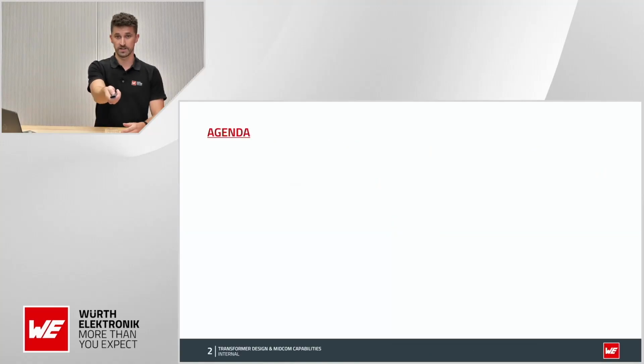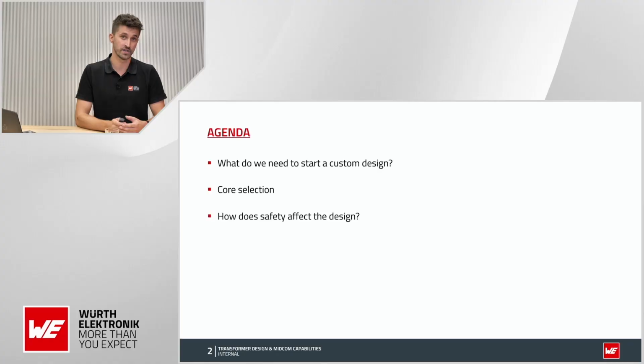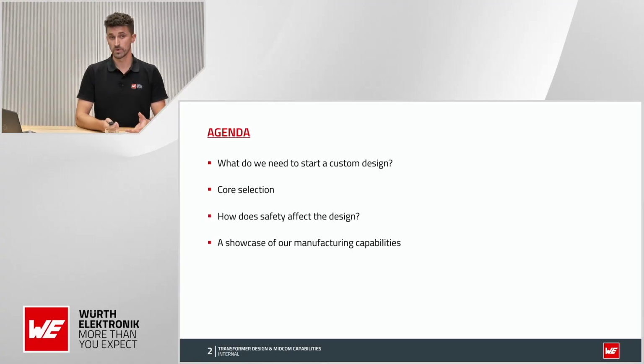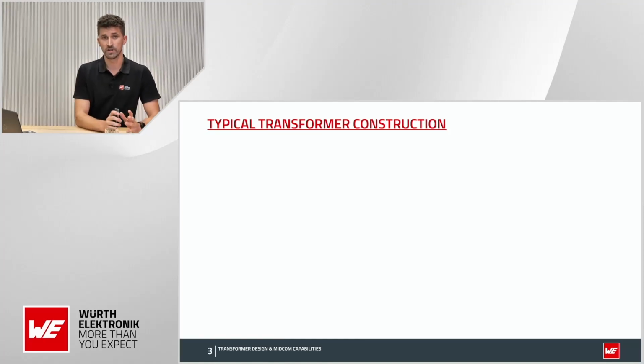So let's start with this presentation, starting from the agenda. We will see what we need to start a custom design. We will do a quick example of a core selection, how the safety affects the design. We will see a showcase of our manufacturing capabilities. We will make a quick package comparison at the end. But first of all, let's see together how a typical transformer looks.